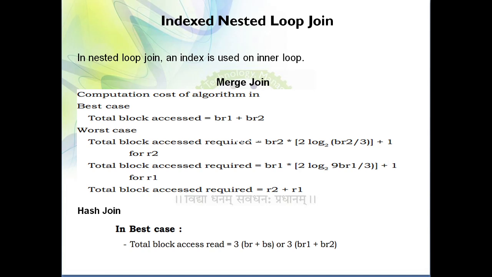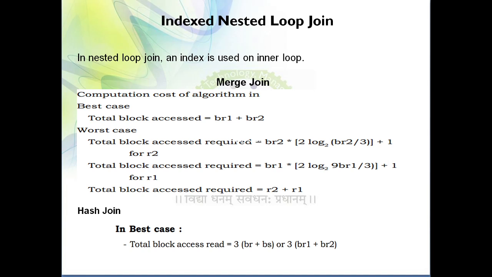And the last type of join operation is the hash join. In case of hash join, there will not be any worst case, only the best case is there, and its formula is almost the same, but it will be multiplied by 3. Here you can see the best case formula is BR1 plus BR2, but in case of hash join you need to multiply BR plus BS by 3, or you can say 3 into BR1 plus BR2. So it's only notation. Either you can say relation R1 and R2, relation R and S, or relation X and relation Y. In this way you need to consider all these things.